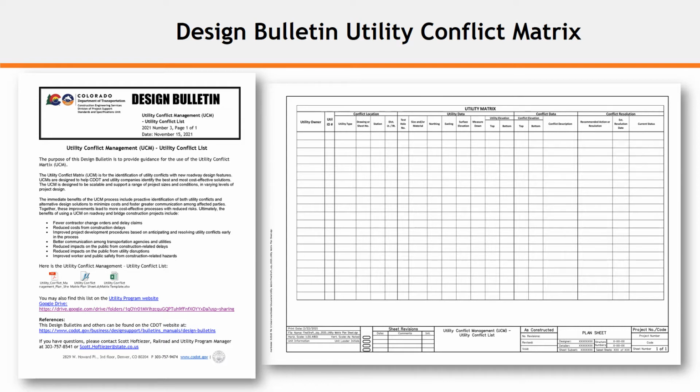The UCM is designed to be scalable and support a range of project sizes and conditions in varying levels of project design. The immediate benefits of the UCM process include proactive identification of both utility conflicts and alternative design solutions to minimize costs and foster greater communication among affected parties. Together, these improvements lead to more cost-effective processes with reduced risks.